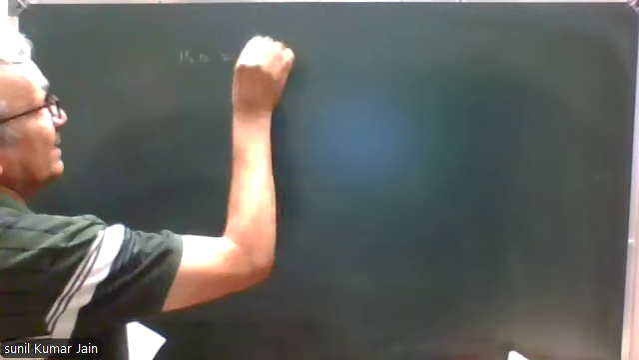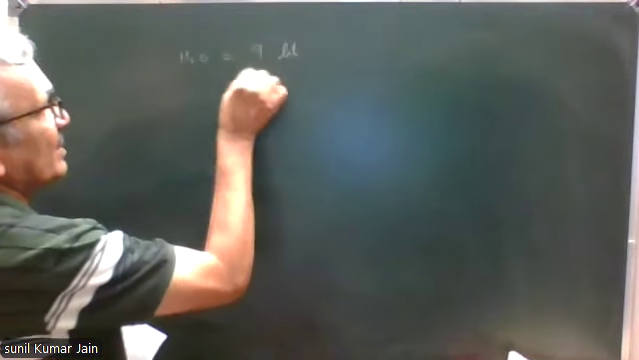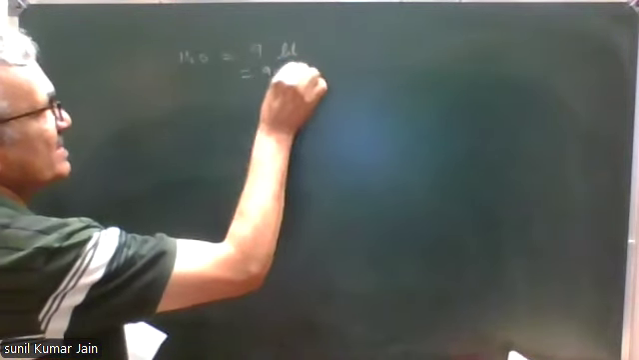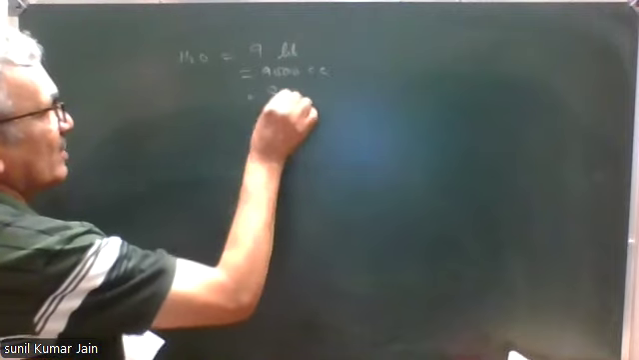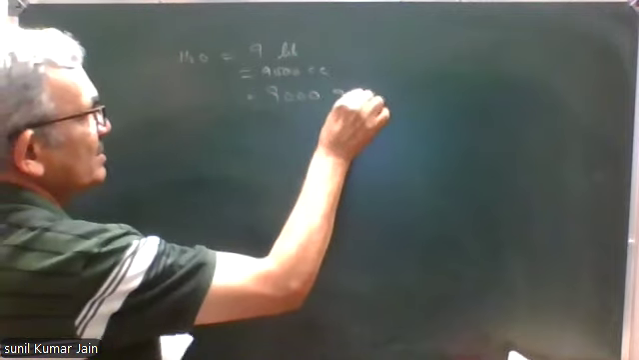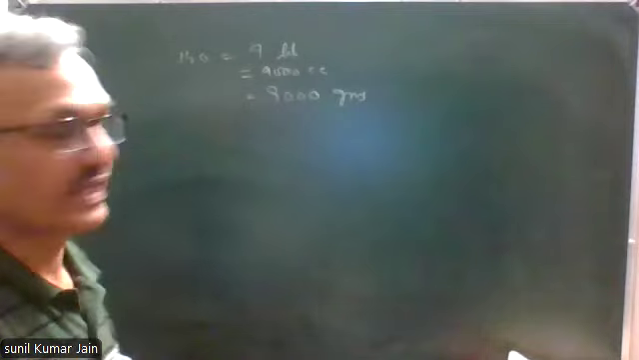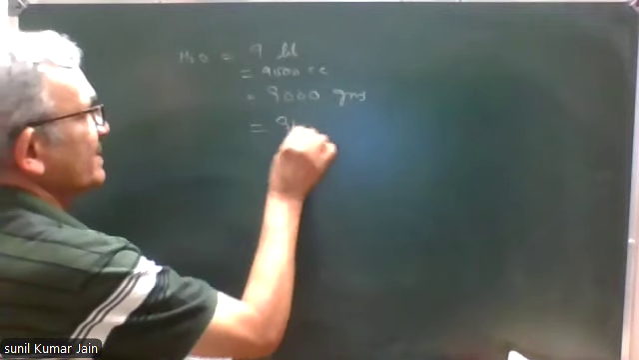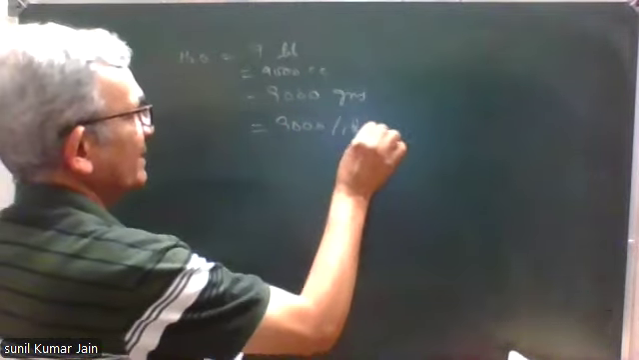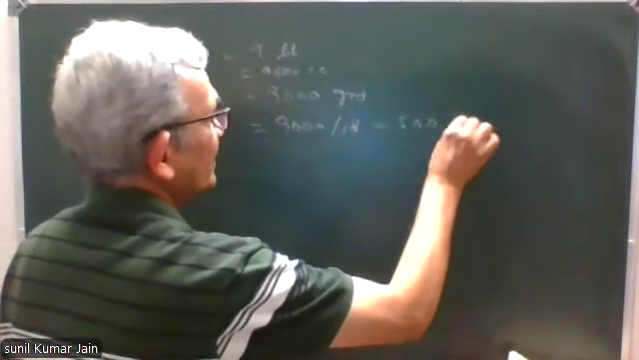There's a value given. So first we'll calculate the number of moles of water. This is 9 liters, meaning 9,000 cc, or I can say 9,000 grams because the density of water is 1 gram per cc, or I can say 9,000 divided by 18, 500 moles.